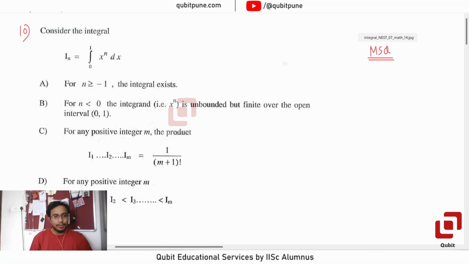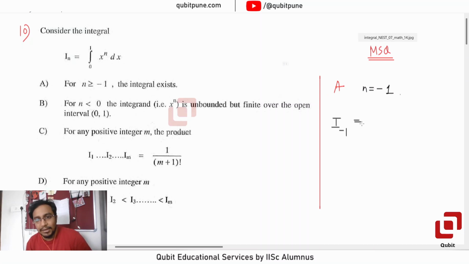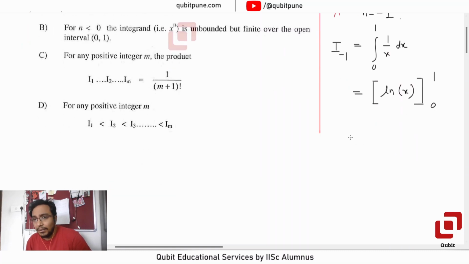Okay, so we will start with option A. They say for n greater than or equal to negative 1 the integral exists. So we would be happy to check for n equal to negative 1. I negative 1 equals the integral from 0 to 1 of 1 upon x dx. The integral of that is ln x, from 0 to 1. Now look here. ln 1 is 0 but ln 0 is not defined.